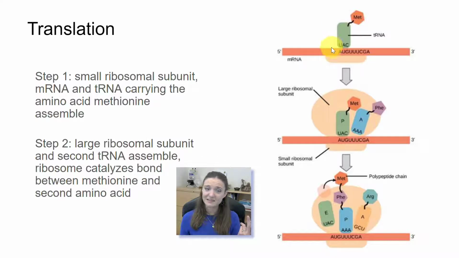Okay, next, the larger subunit, the top bun, comes and sits on top of it all. The top bun is really what's doing the catalyzation of binding those amino acids together. So here's our first amino acid right here, methionine, being carried by this tRNA right here. It is sitting in what we call the P site, okay? And it's connected to the AUG codon. Remember, A and U bond together, C and G bond together, so it's complementary.